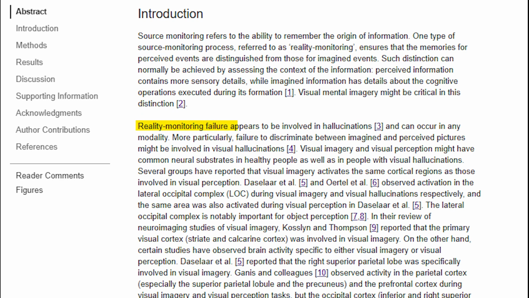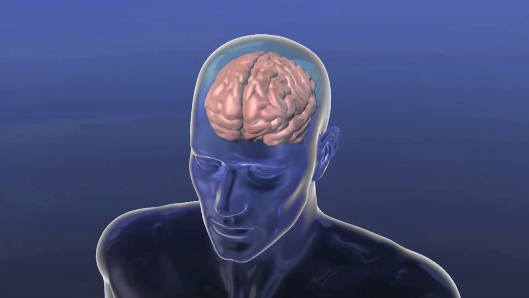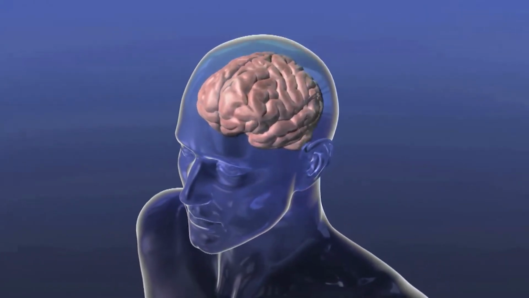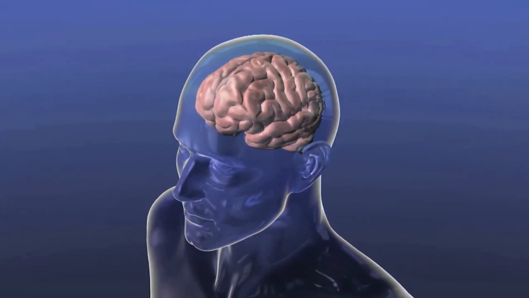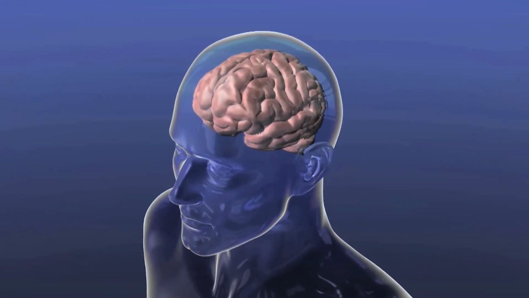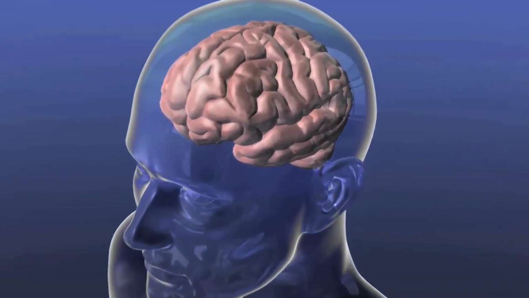Reality monitoring failure appears to be involved in hallucinations and can occur in any modality. More particularly, failure to discriminate between imagined and perceived pictures might be involved in visual hallucinations. Visual imagery and visual perception might have common neural substrates in healthy people as well as in people with visual hallucinations. The neural mechanisms underlying false memories for pictures have been investigated at both the production and retrieval phases.